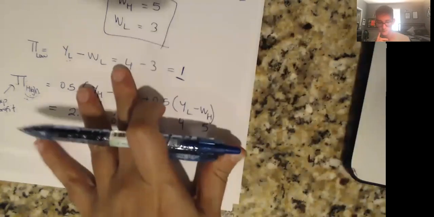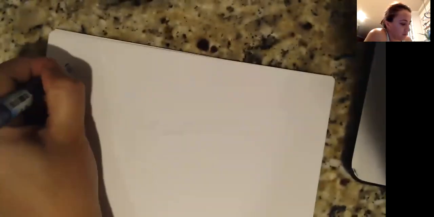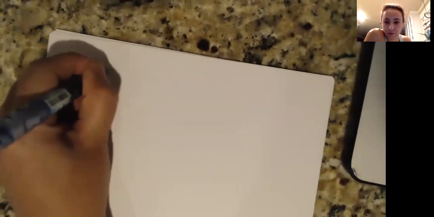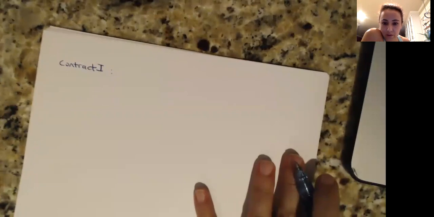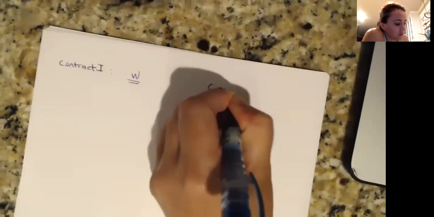Okay, so in this case, I know who is EH, who is EL. In the next case, I don't know. And I'm offering 3 different contracts. So what is contract 1? Contract 1 has just a fixed wage. So I'm paying W to everybody.